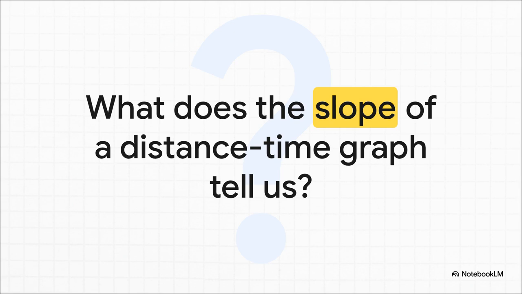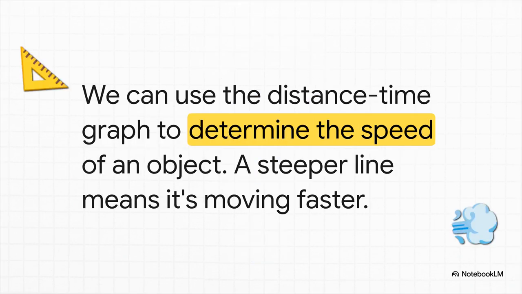But what about the steepness of that line? The slope. What does that actually tell us? Does it mean anything? Oh, it means everything. The slope is the speed. Simple as that. A really steep line, that object is moving fast.